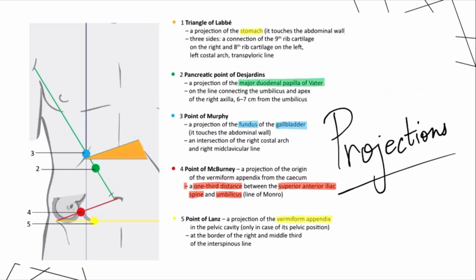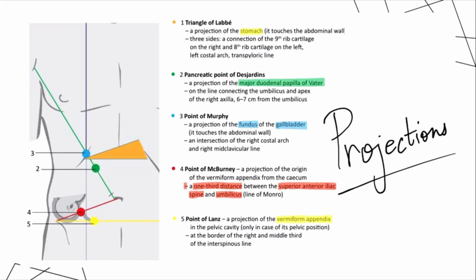And then you have Murphy's point. It's a projection of the fundus of the gallbladder, and it will show you an intersection of the right costal arch and the right mid-clavicular line. Mid-clavicular, so middle of clavicle. Always good to remember what the words mean, and then you can put things into perspective very easily. That's the blue point that we just covered, number 3.